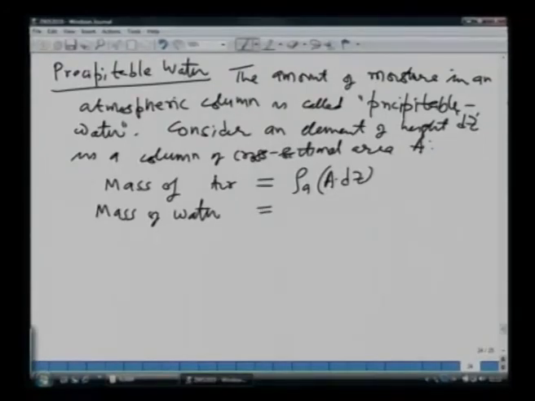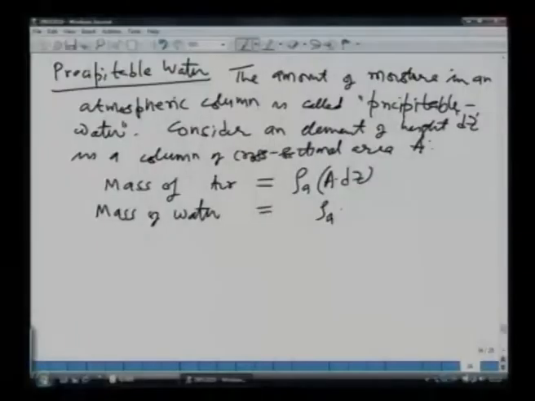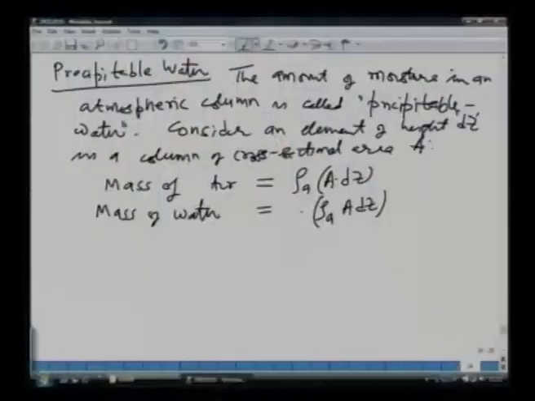It is a very interesting and very simple concept. So, it would be rho A dz. What do you multiply this by? If you multiply this by the specific humidity QV, what is QV? QV is nothing but the measure of the amount of moisture in an atmospheric column. That is how we had defined it. So, this is the total mass in the volume A dz. So, it will be equal to, if you multiply this by QV, the mass of water in a small strip.